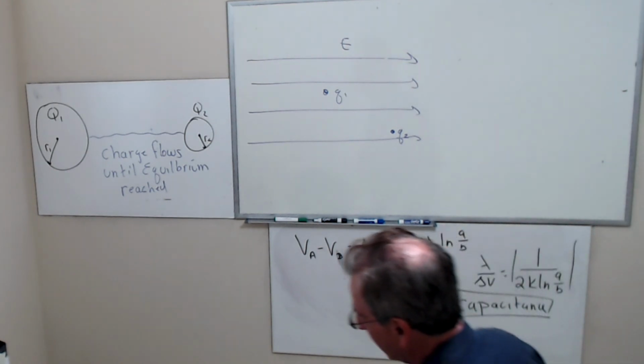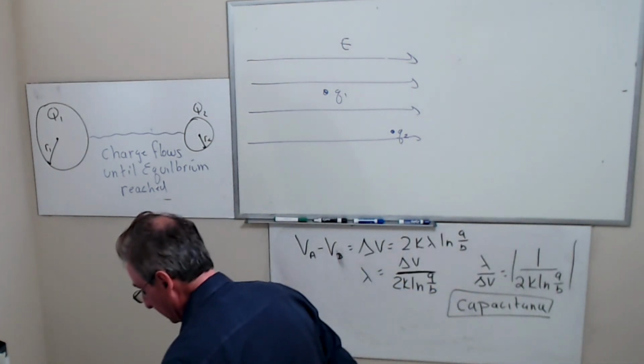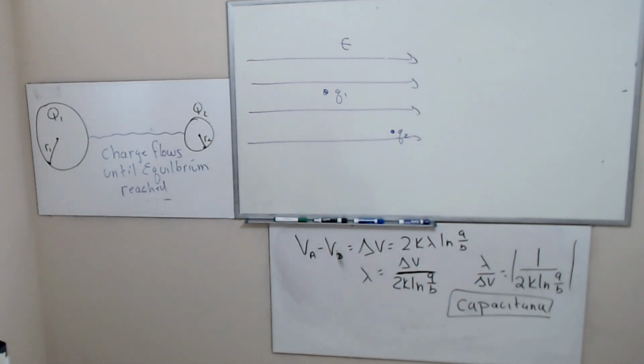So physicists do all kinds of approximations to make the problem easier to solve, so they get an idea of what's going on. And then once they get the idea of what's going on, if it's worth it, then they'll do a more detailed calculation.